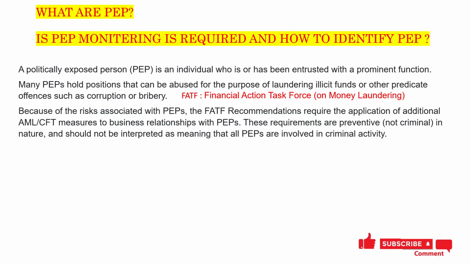But never give examples such as Pakistan is blacklisted, Syria is blacklisted, Iraq is blacklisted. Don't give such examples. Be relevant to the question, be specific to the question. Now there are two types of PEP.